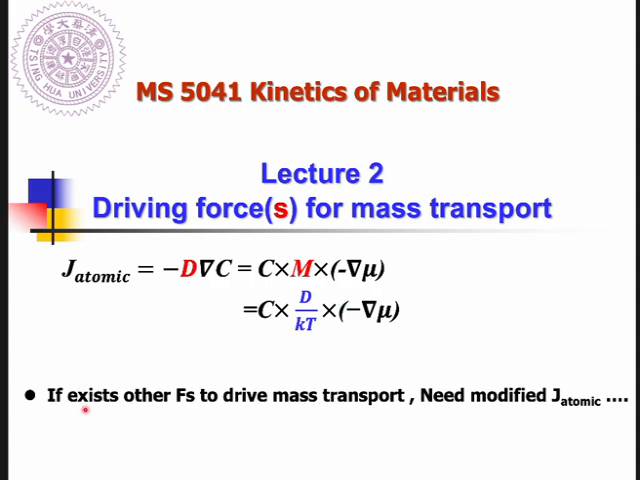However, if there exist other driving forces to drive mass transport except this chemical potential gradient, how do we modify the atomic flux? For example, electron migration, which means that electrons flow to push the atoms to migrate, or a temperature gradient, which, as long as it's large enough, probably also can drive the atomic flow, or capillarity or stress gradient.